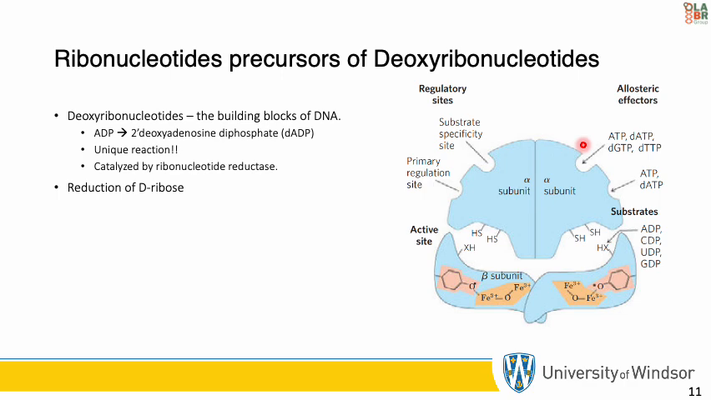So we have ATP, dATP, dTTP, and dGTP. As you can see right over here, we have that substrate specificity site, and that's what's bound there. So when ATP or dATP is bound, reduction of UDP and CDP is favored. And I think we'll go to another slide to explain this a little bit better.